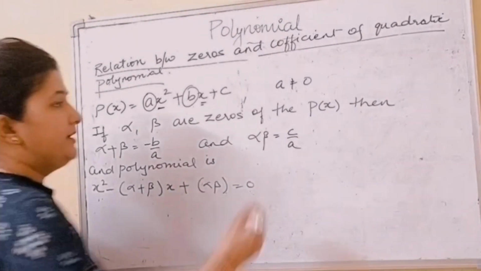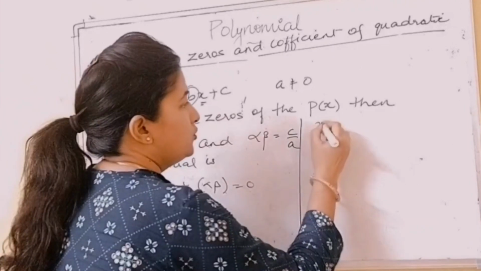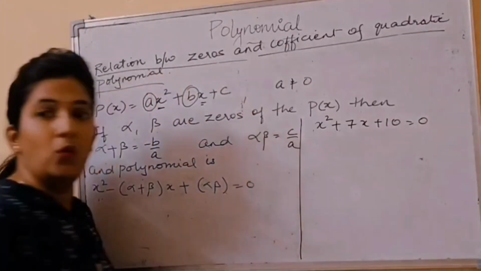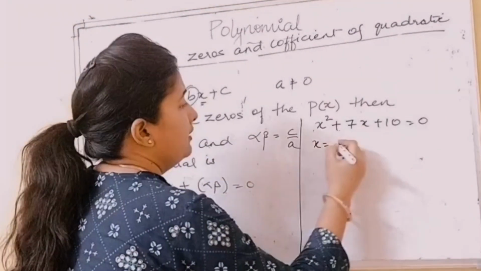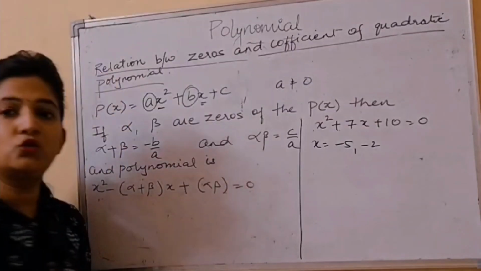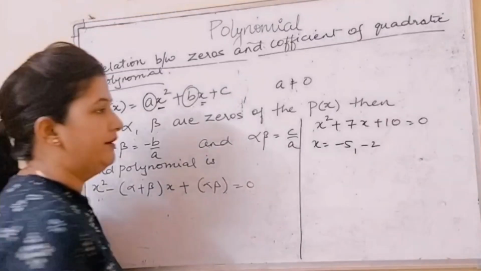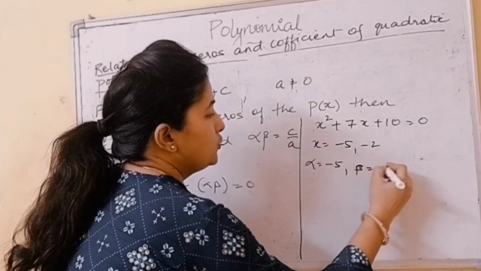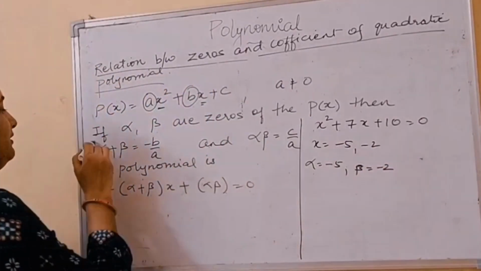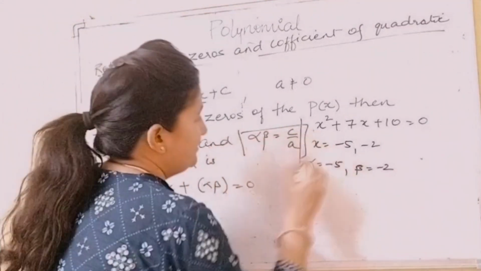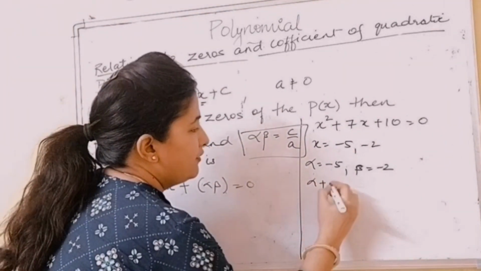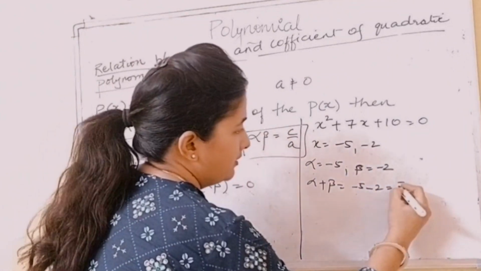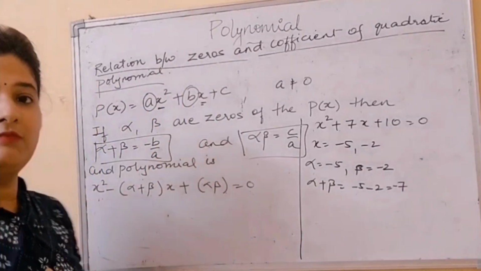To explain it, I am taking the same example here, that was x square plus 7x plus 10 equal to 0, and we have already found the roots, which were minus 2 and minus 5. We have already calculated it. So let alpha equal minus 5 and beta equal minus 2. I need to verify these two terms here. So let's check. First of all, alpha plus beta, from here you can see it is minus 2 minus 5, and the sum is minus 7.